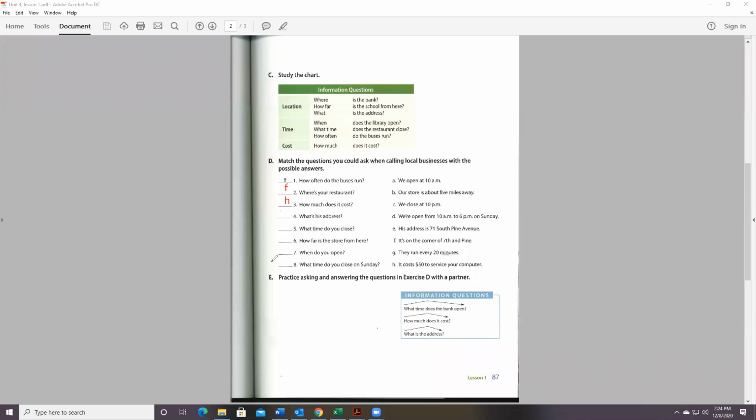You're going to do these by yourself. Now right here, it says practice asking and answering the questions in exercise D with a partner. Otra vez, si pueden practicar con alguien, you can practice with somebody and ask the questions and answer the questions. That's perfect. If not, I understand. Okay.